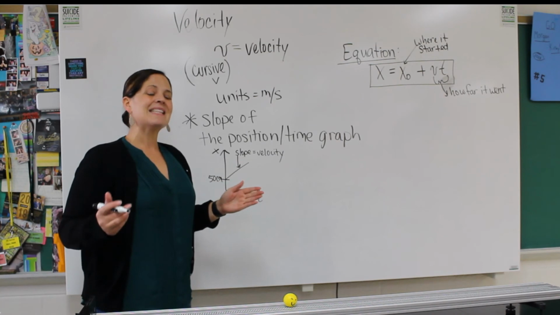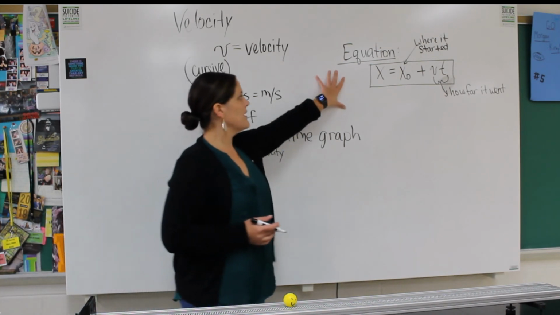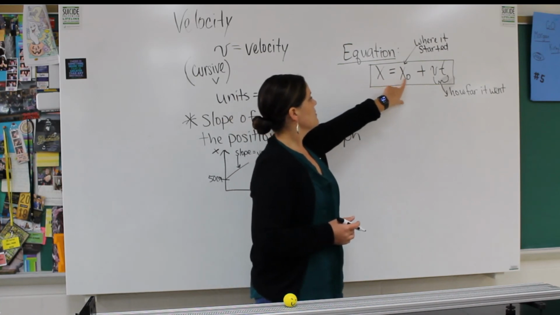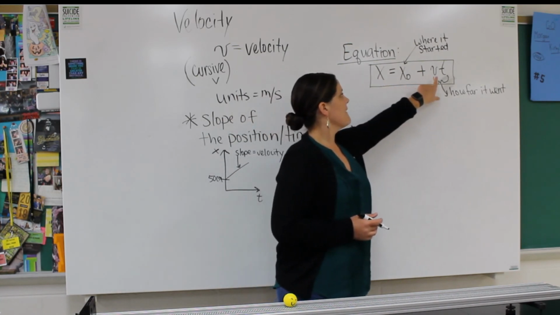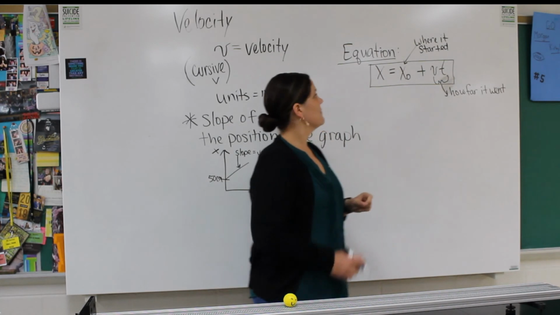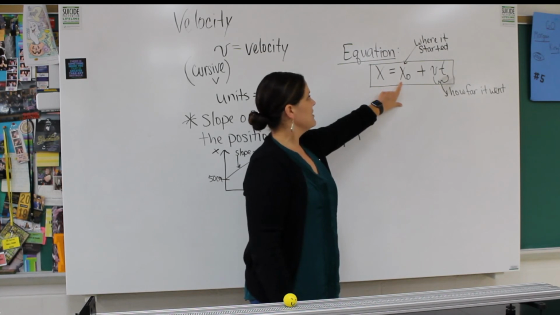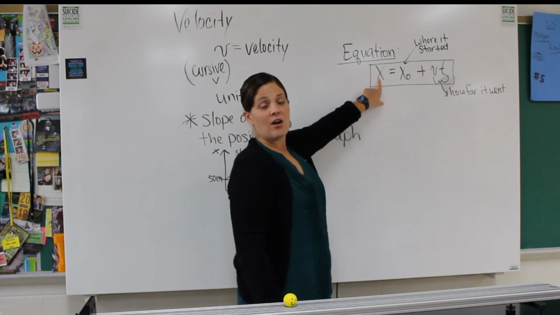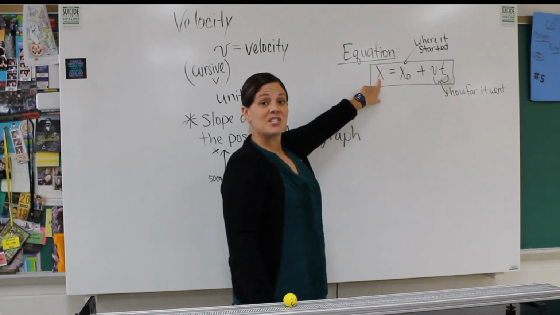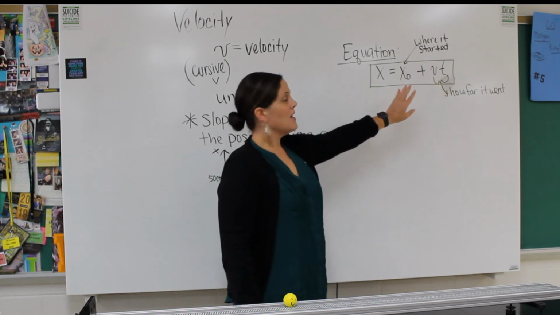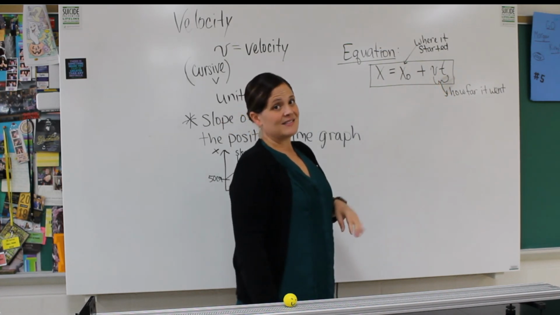So let's look at the equation. Here's our equation for velocity: x equals x naught plus velocity times time. So this is our initial position, but in order to figure out what our final position is, we need to add in how much farther it went based on its velocity and its time.